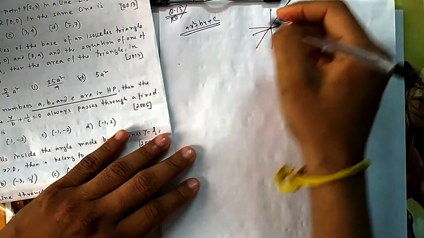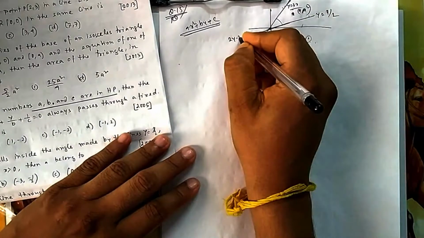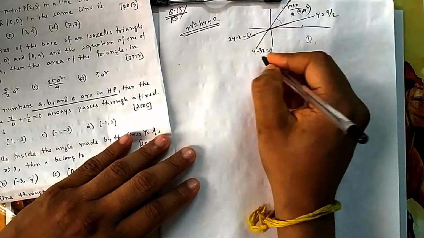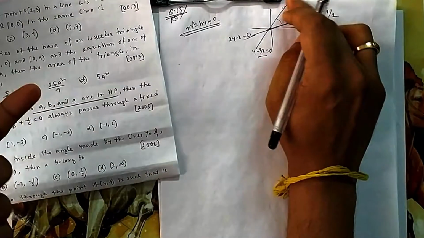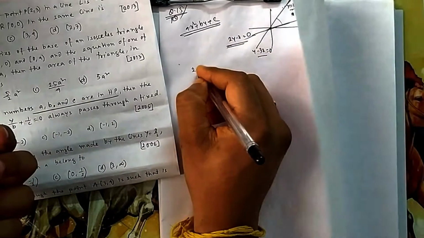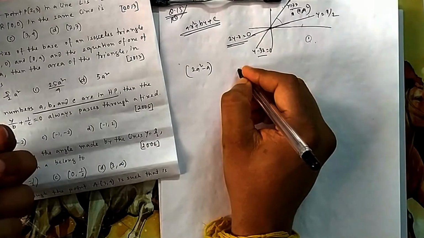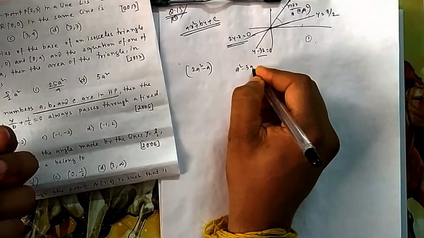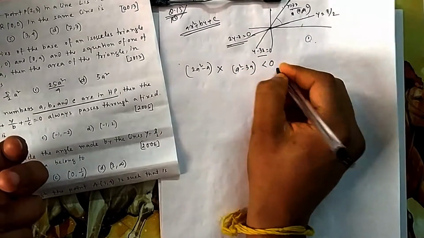So if I put the point in the lines, that is y minus 3x here, and here 2y minus x is equal to 0, then if I put this point in this line and in this line, the signs will be different. If one gives positive and one gives negative. So if I put it there, it is 2a square minus a, and if I put it here, it is a square minus 3a. So these two signs will be different. So that means their product will always be less than 0.